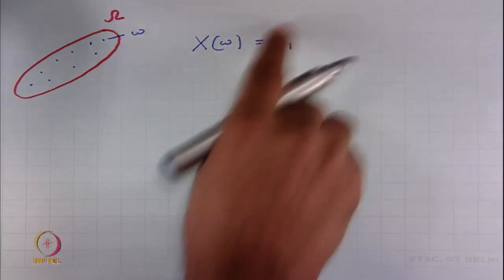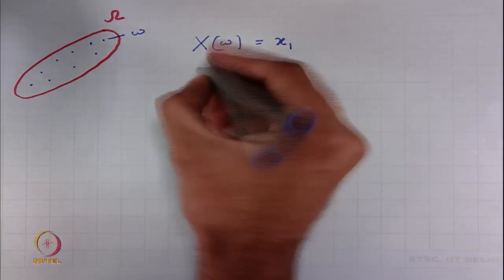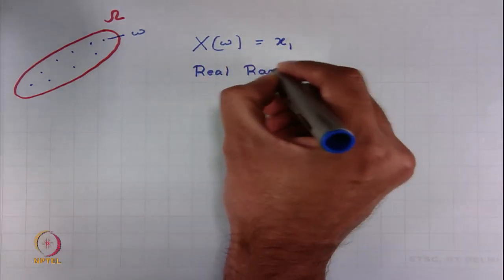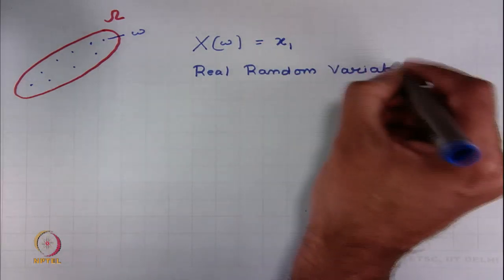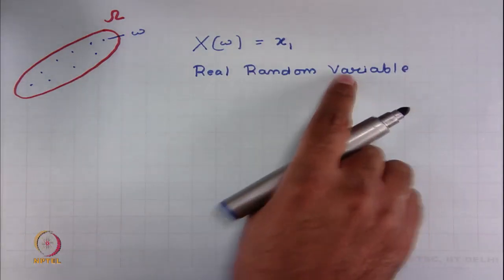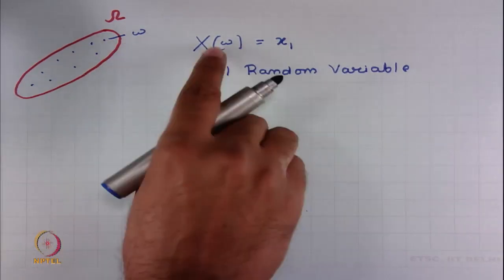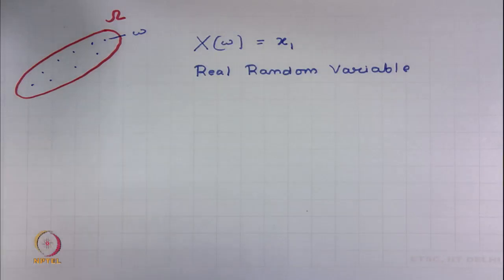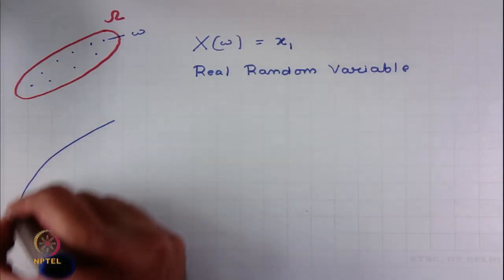We have said these numerical values are mostly real numbers, and in this case we have a real random variable. A real random variable, or simply a random variable, is a function which maps the sample space to the set of real numbers. Similarly, we can define a random process. We have almost the same analogy.